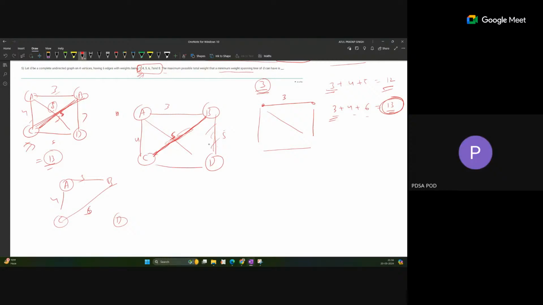Suppose this is 6 and this 5 is here, so definitely this 3 will be selected, 4 will be selected, and 5 will be selected. Then we will not check this. So only 2 possibilities are there for this input, and we will find out the maximum one. So this is 13.